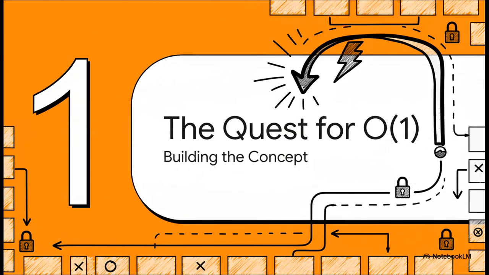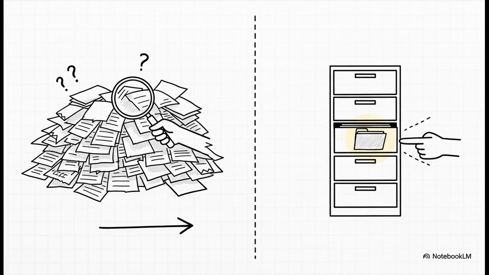Okay, so let's get into it. Let's start our quest for that O(1) speed. We're going to build this thing from the ground up, piece by piece, so you can see exactly how it all works. At its very heart, a hash table is just a super efficient filing system. I want you to forget the idea of searching through every single file one by one. This system tells you exactly which drawer to open before you even start looking.